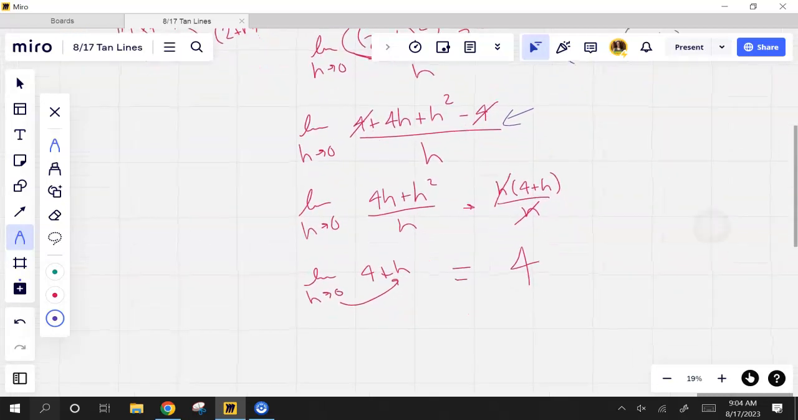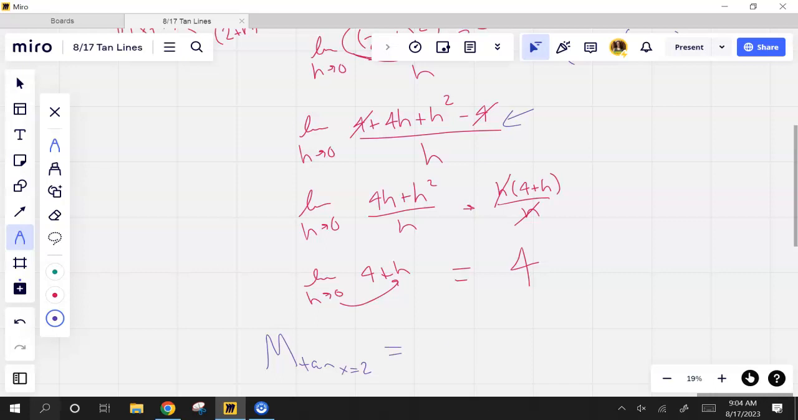All right. Now, what does this tell me? What was I finding to start with? Go back. This was the slope of the tan line when x equals 2. And that is 4.